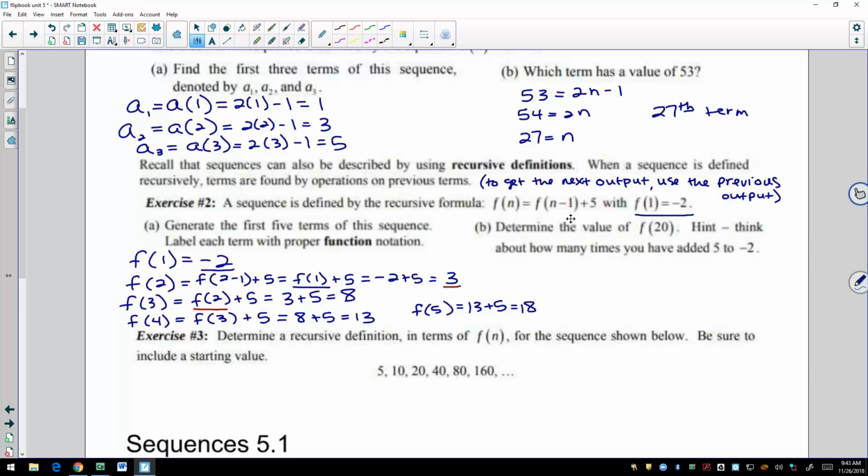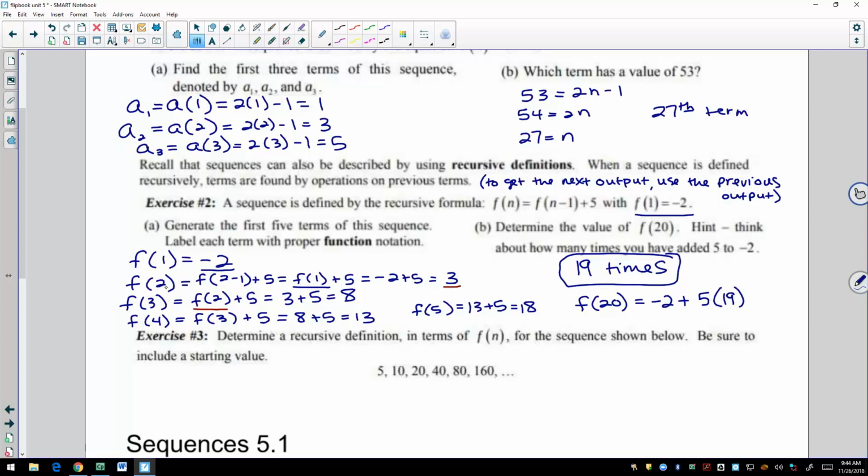So you're always adding on the number you're adding, which is 5, and we're adding on 1 less than whatever term we're finding. So for f of 20, we'd be adding on 5 19 times. It's always 1 less. So you always start with your first output, -2, and you would add on 5 19 times to find the 20th term.